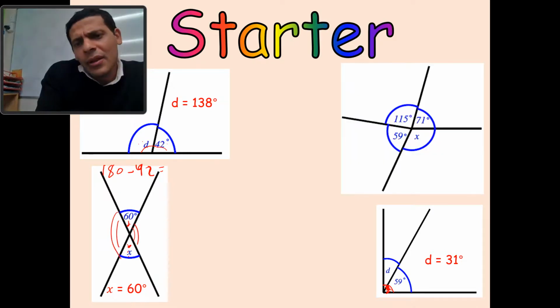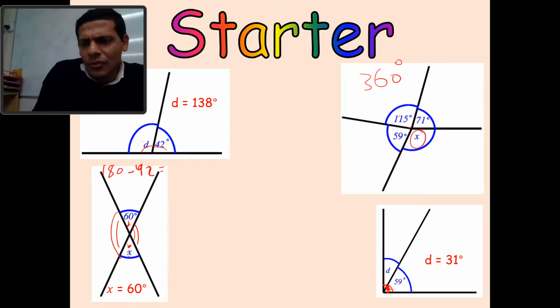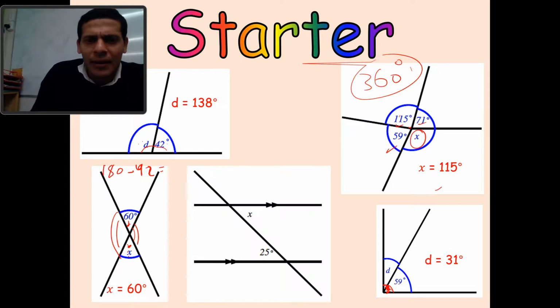We move on. The total angle around a point equals 360 degrees. Just remember that, guys. If you are given three angles here and you need to find the fourth one, you add up 71 plus 115 plus 59, and whatever you get, you subtract it from 360, and here you get the angle x equals 115 degrees.